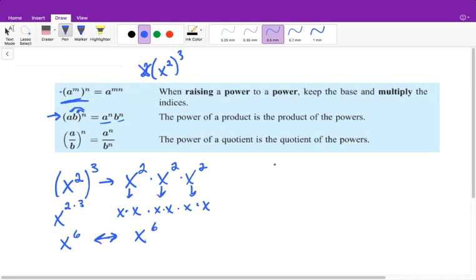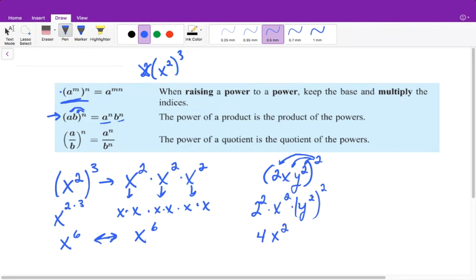So let's just do an example. If we have, say, 2xy, and let's say that this y is squared and is being raised to the second power. Well, this second power will be distributed to each one of these coefficients or variables. So we would then have 2 squared times x squared times y squared squared. From here, 2 squared will give you 4, so it's 4x squared. And remember, with power to a power, we multiply. So that gives me y to the 4th power.